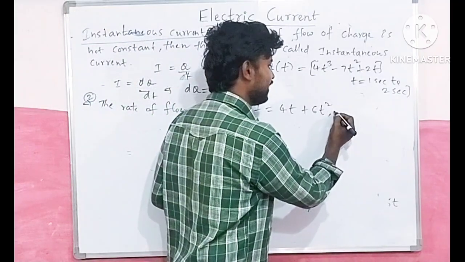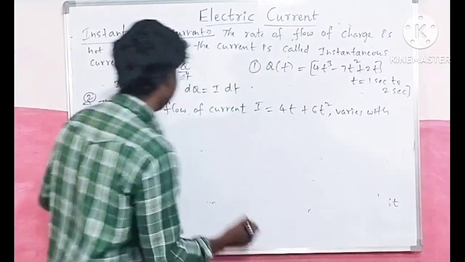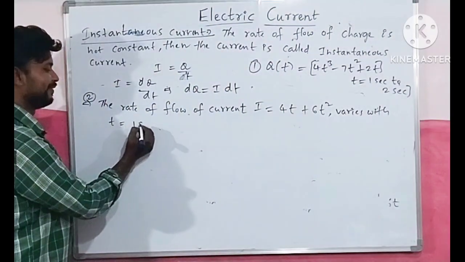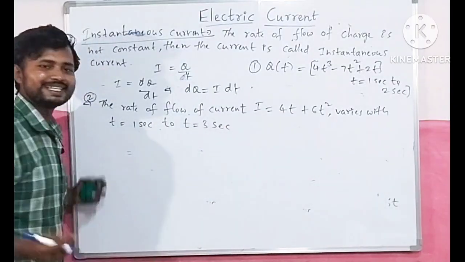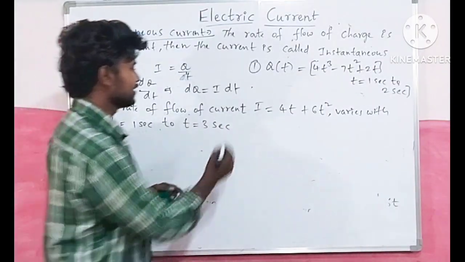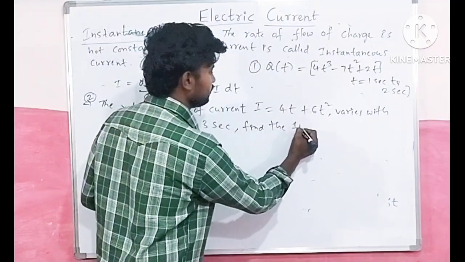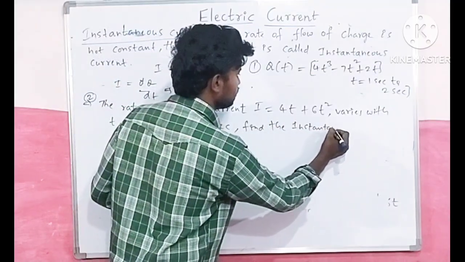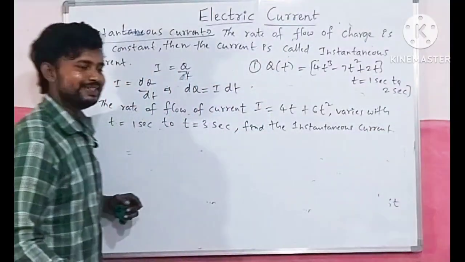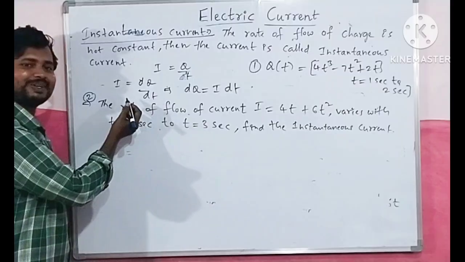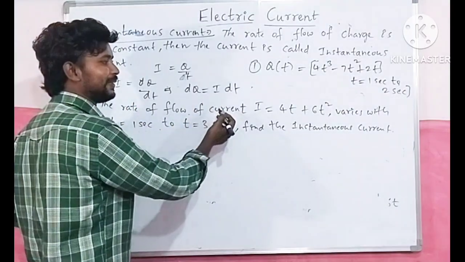It varies with the time t equal to 1 second to t equal to 3 seconds. Find the instantaneous current. So put in the formula: I equals dq by dt, so dq equals I into dt.